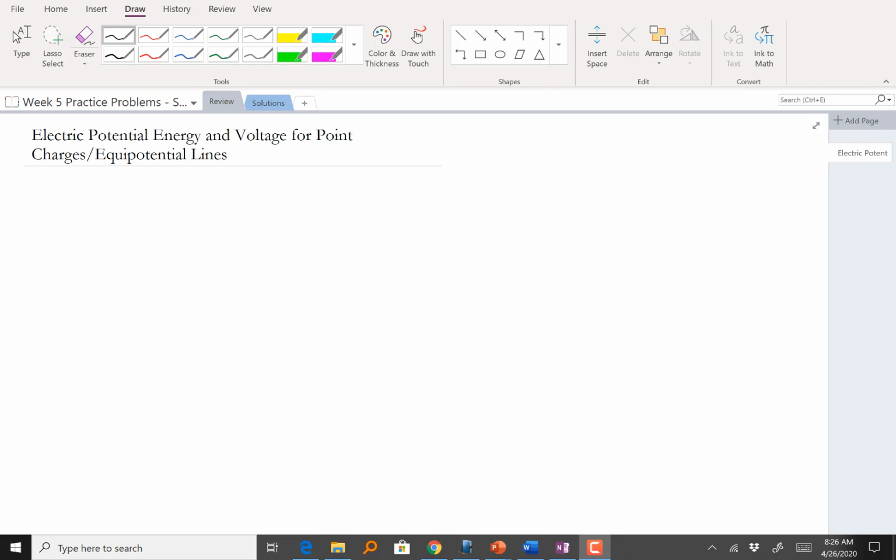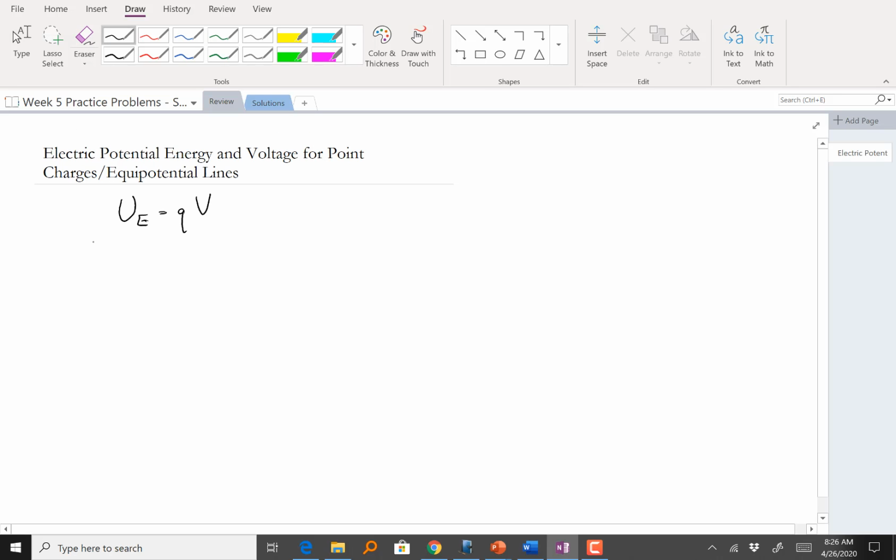All right, so first of all, while we didn't talk about this directly this week, I'd like to remind us of the relationship in general between the electric potential energy and the voltage. So specifically, the electric potential energy is equal to the charge times the voltage, right? So I've got some charge that's creating this voltage, and then if I put another charge in that voltage, it has an electric potential energy, which we can find using this equation.